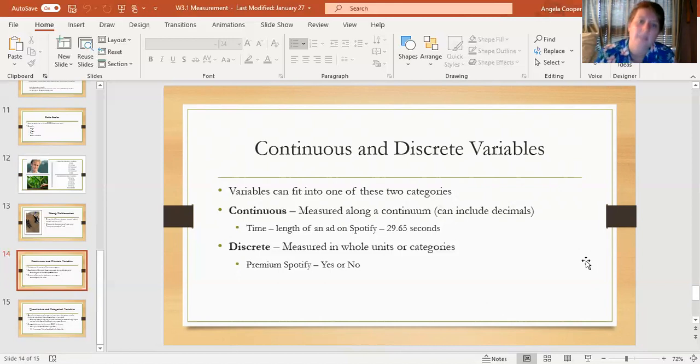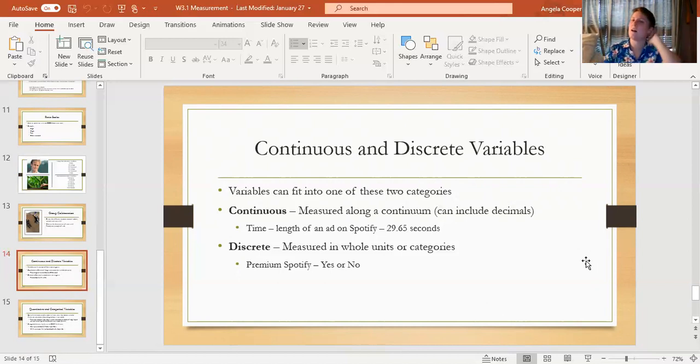But ultimately, the length of an ad on Spotify, let's say that you take your phone and turn on the stopwatch and start it at the beginning of the ad, and then you end it once the ad is concluded. You're going to probably have a decimal. Or if you measure a bunch of different ads, chances are you're going to get decimals. It's not going to be 29 seconds even. Maybe some ads are, but a lot of times they probably won't be. They're probably going to be 29.65 seconds or 30.52 seconds or something.